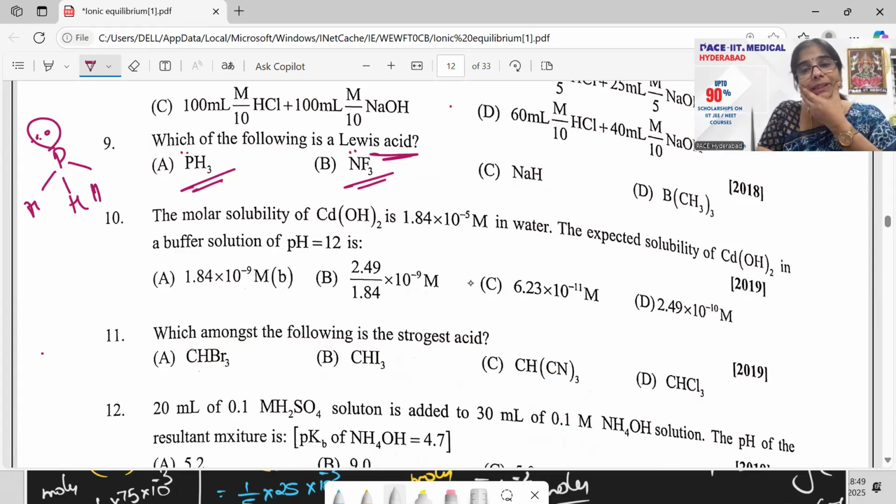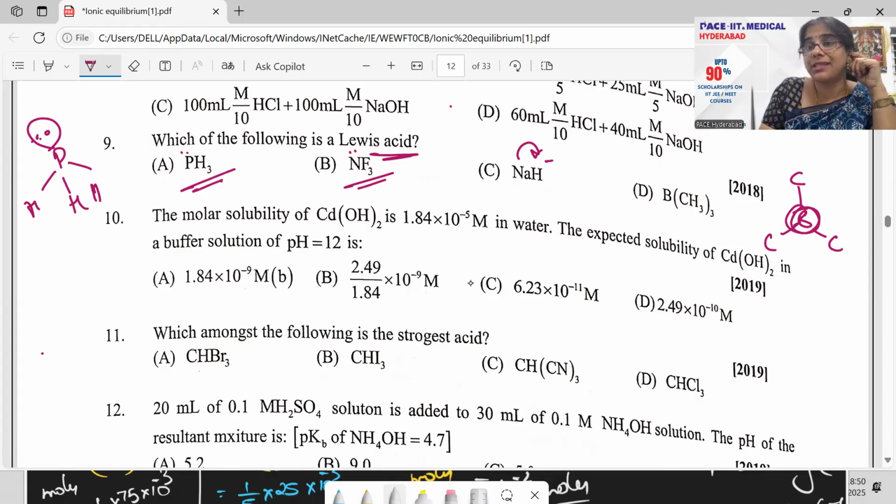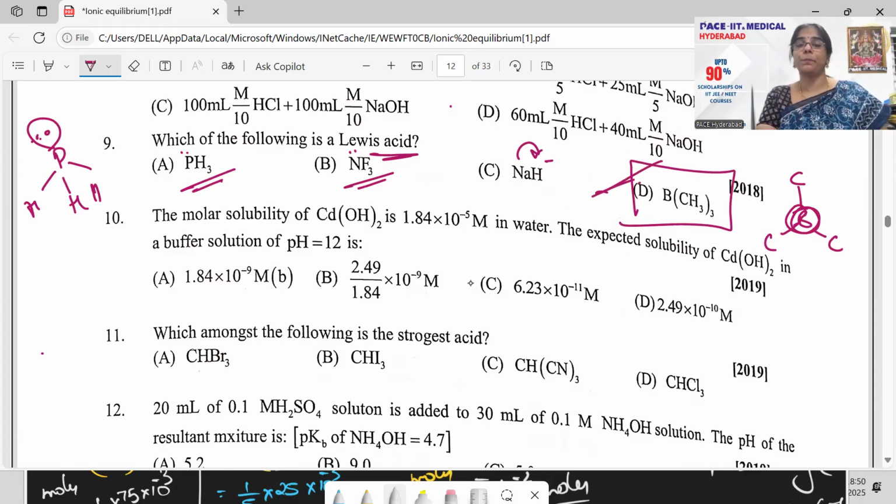NaH forms an ionic bond, Na gives up an electron and becomes H minus. Boron with CH3, CH3, CH3. Do you observe that boron is an electron deficient species here, because boron has only 3 electrons on it. It will get 3 more electrons from the other 3 carbons, so it has only 6 electrons, a deficit of 2 electrons. So it is ready to accept a pair of electrons. A Lewis acid is an acceptor of electrons, which is option D.